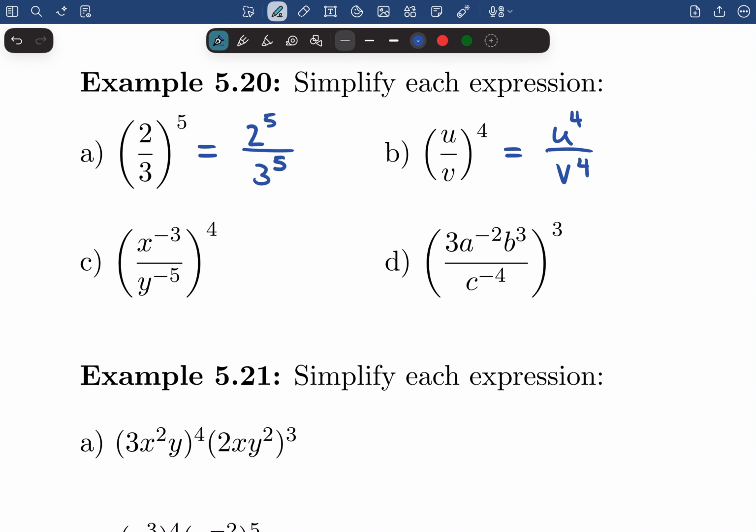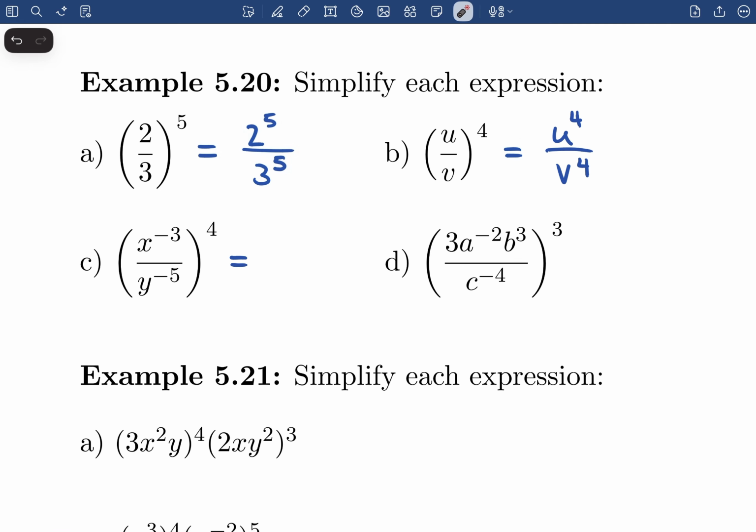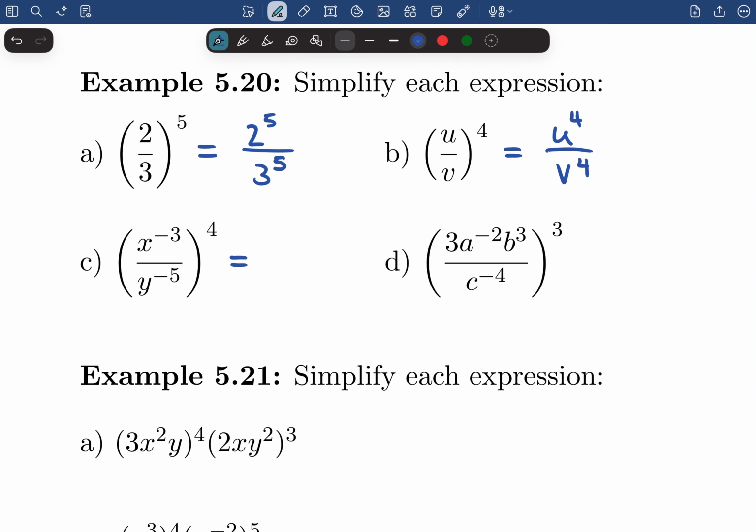If I see x to the -3 divided by y to the -5, to the 4th, okay, what I can do is I don't like having negative exponents. And how do I get rid of negative exponents? Take the reciprocal. So this would move to the top and it becomes y to the +5. This would move to the bottom. It becomes x to the +3. And this could be good to do first, since we don't want to have any negative answers in our results.